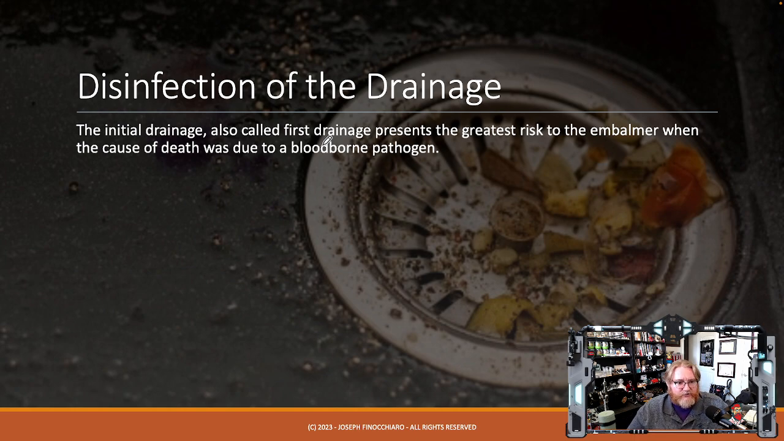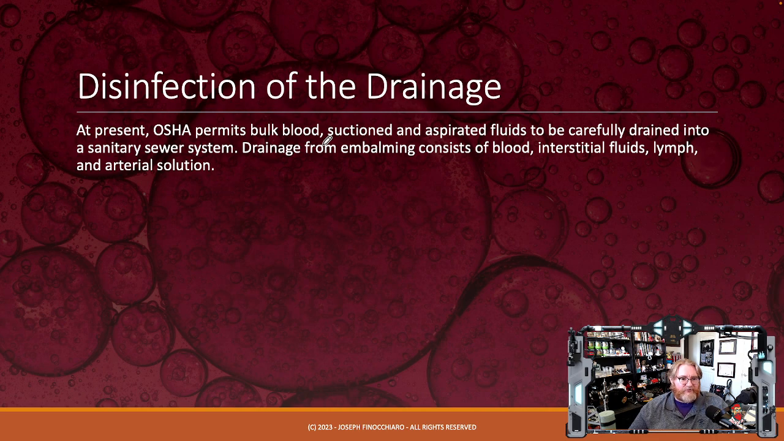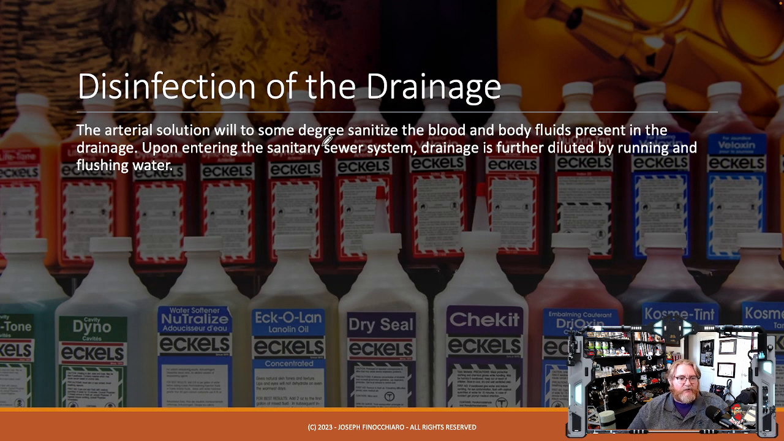The initial drainage, also called the first drainage, presents the greatest risk to the embalmer when the cause of death was due to a bloodborne pathogen. At present, OSHA permits bulk blood, suction, and aspirated fluids to be carefully drained into a sanitary sewer system. Drainage from embalming consists of blood, interstitial fluids, lymph, and arterial solution. The arterial solution will to some degree sanitize the blood and body fluids present in the drainage.